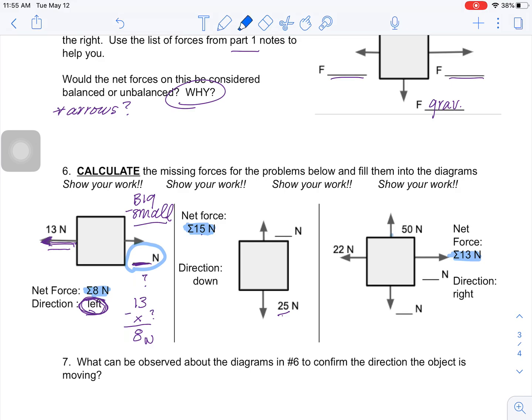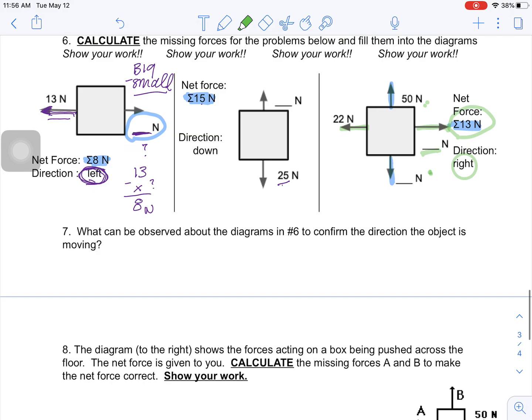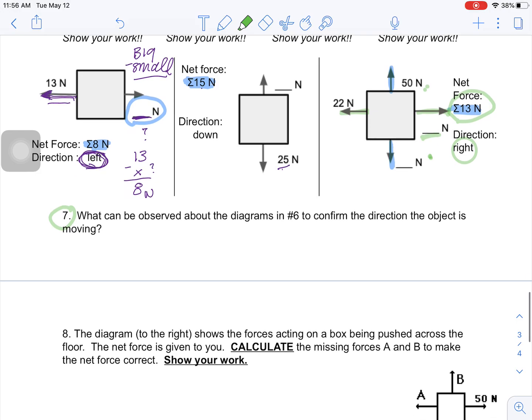Now again, here we've got a challenge one where we're looking at the opposite as we work calculating. So I know this is moving to the right. I've got to think about, well, what's happening with these two values if it's not moving up or down? And then what would my value be over here to end up with that net force? Number 7, you can do that one after you complete those. Just a little observation of those diagrams.